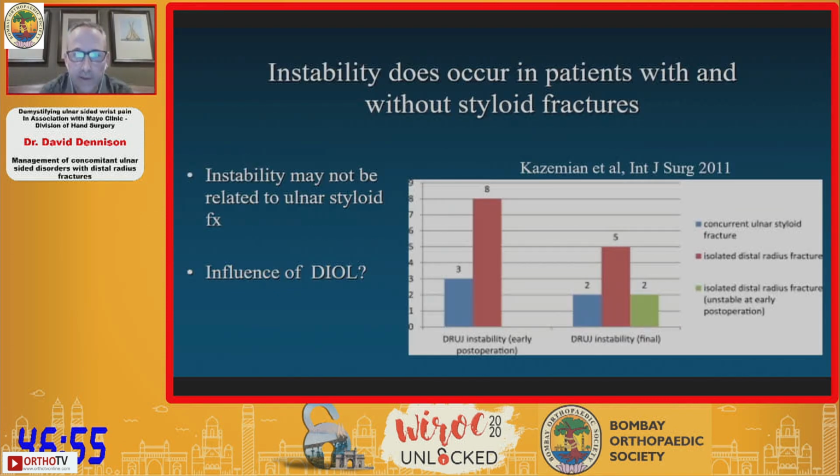However, don't forget that you can have instability of this radioulnar joint without a styloid fracture. And in this study, it showed a greater incidence of instability without a styloid fracture. So in any case, just make sure once we have the radius reduced, we're going to check that radioulnar joint and treat it if it's unstable, regardless of whether the styloid fracture is there or not.